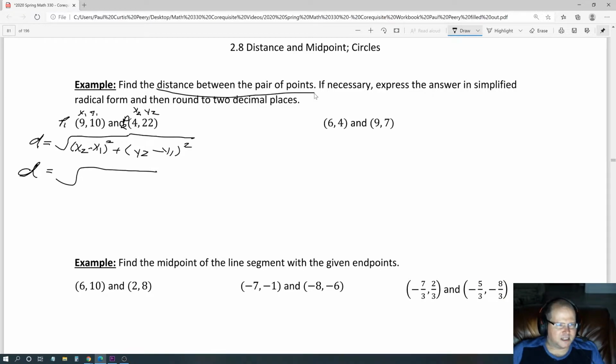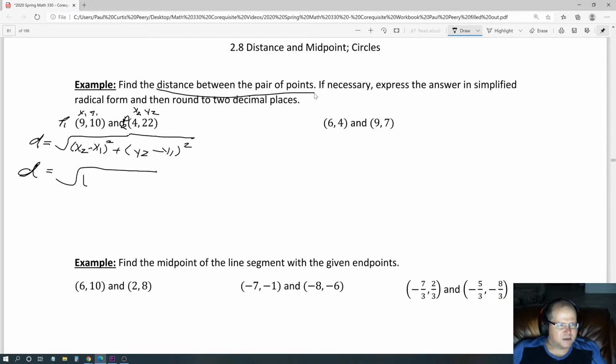Now, I can just look at the difference. What's the difference between a 9 and a 4? It's 5. That's the length. What's the difference between a 10 and a 22? 12. That's the difference, so that's what that leg is going to be. I will do it algebraically, but just realize that quite a few of these you can just do mentally, figure the distance of the legs.